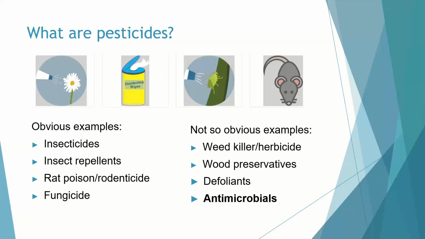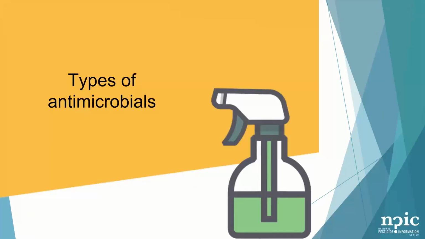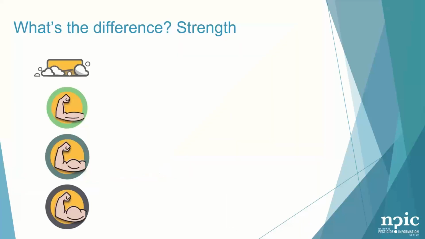And what we're going to talk about today, antimicrobials, which are the category that includes disinfectants, but kind of colloquially, we talk about them as disinfectants. So I don't want to get too far down into the weeds, but I'll talk about the three different types of antimicrobial pesticides that are out there. Next slide. And so the first one, well, first of all, there's cleaning products.